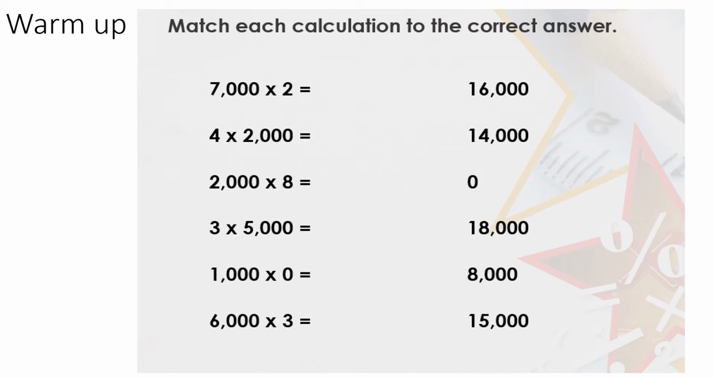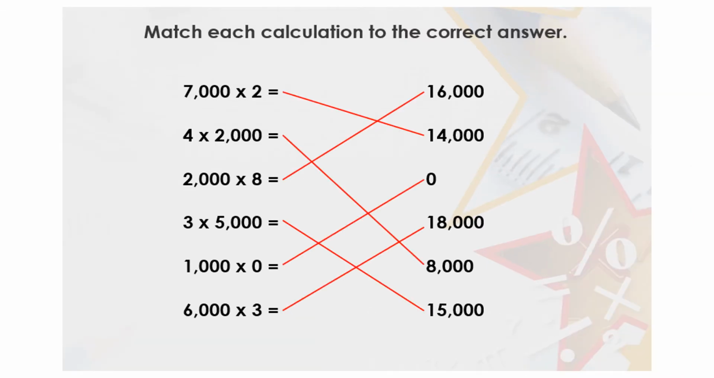Try to use the if I know statements. For example, if I know 7 times 2 is 14, I know 7,000 times 2 is 14,000. You might want to write these down or just say them out loud. Here are the answers. How did you do?